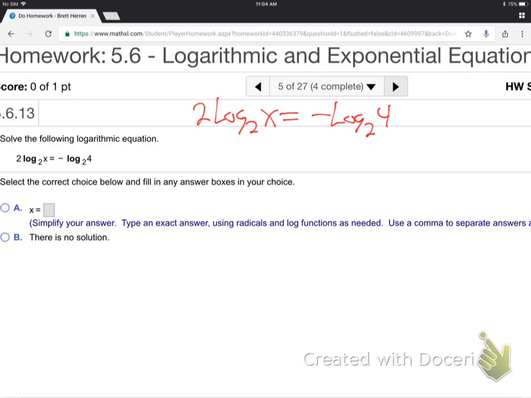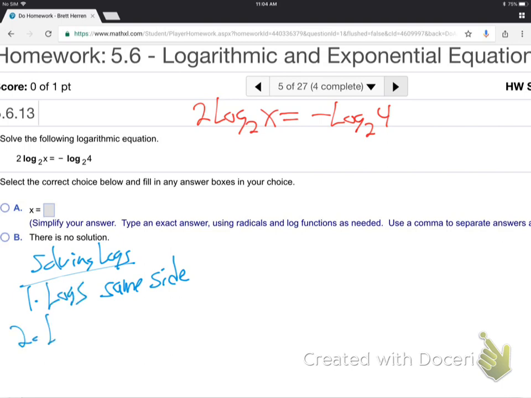So let me give you a game plan for solving logs. Number 1, get the logs on the same side. And then we count down the logs. Count down the logs. That's kind of the plan, meaning there's going to be 2 logs, 1 log, no log. I'm saying that to help you get the flow.